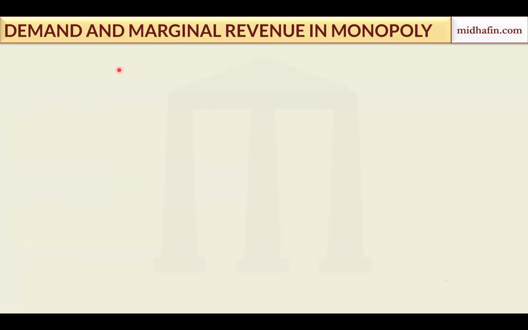Now, demand and marginal revenue in monopoly. So monopolists face the entire market demand. So the firm itself is the industry, no competitors exist, and the monopolist is facing the aggregate market demand for that product. Obviously the monopolist demand schedule is downward sloping, just like any market demand curve.